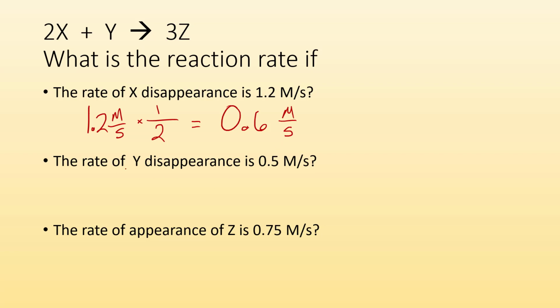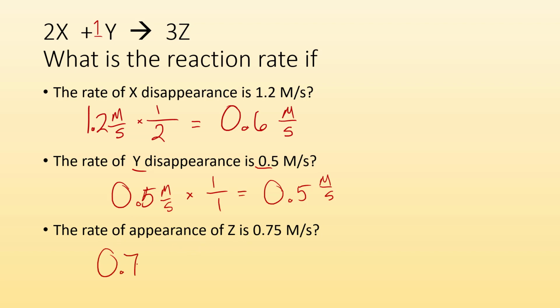All right, what if the rate of y disappearance is 0.5 molar per second? Oh hey, the coefficient for y is 1. So it's going to be equal to the same thing, 0.5 molar per second. What if the rate of appearance of z is 0.75? We have 0.75 molar per second, and we have to multiply that by 1/3 because z's coefficient is 3. So I end up with 0.25 molar per second.